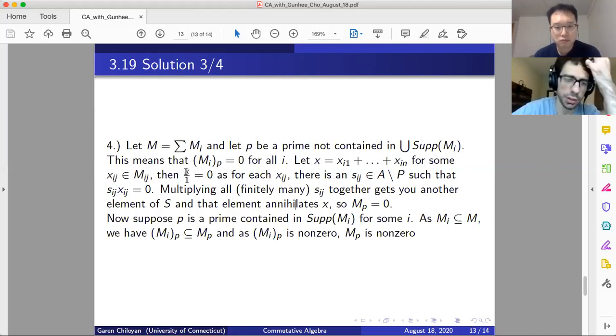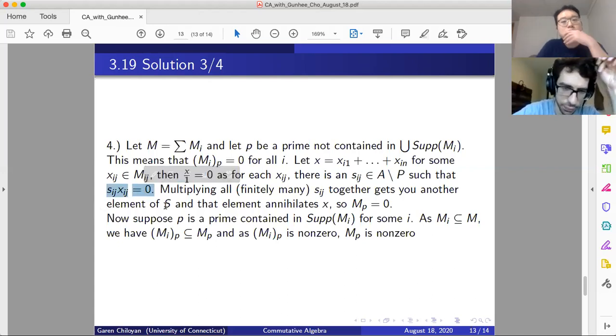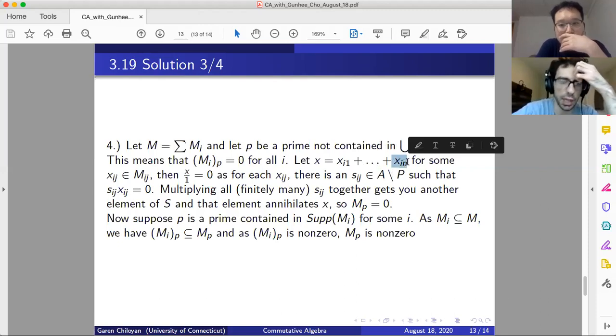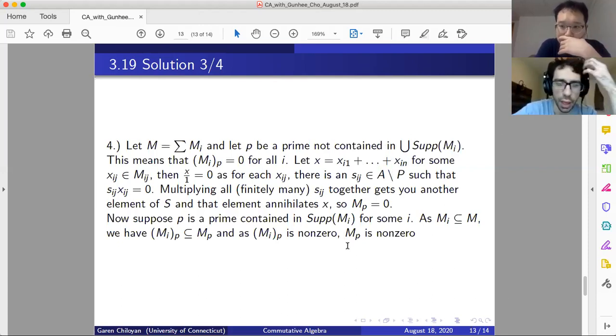I'm sorry, no, that's true. x over 1 is 0 because for each x sub ij, there is a corresponding s such that the product is 0. If you multiply all these s sub ij's together, you get one big element of S, and that eliminates this term, that eliminates all these terms, and you get 0. So m sub p is 0.